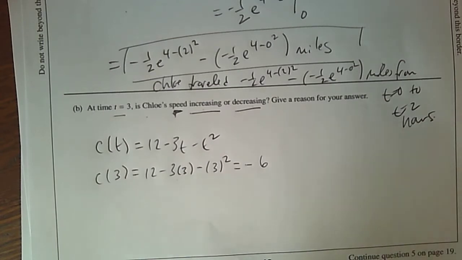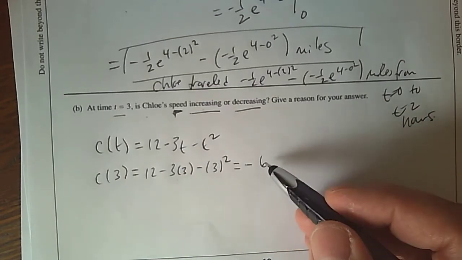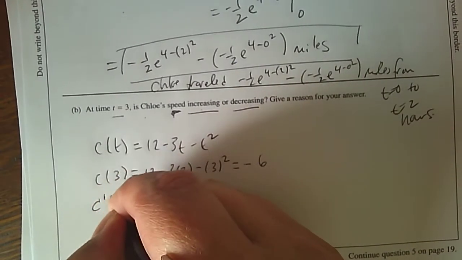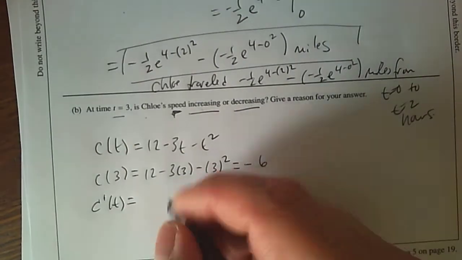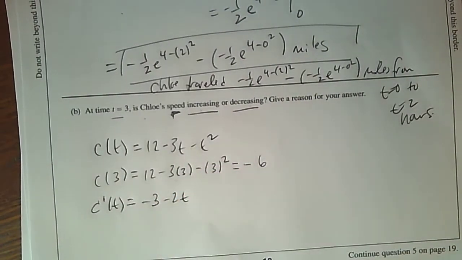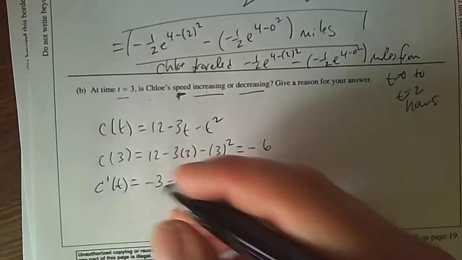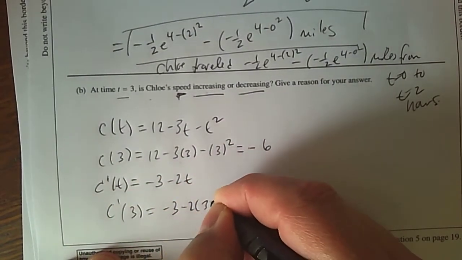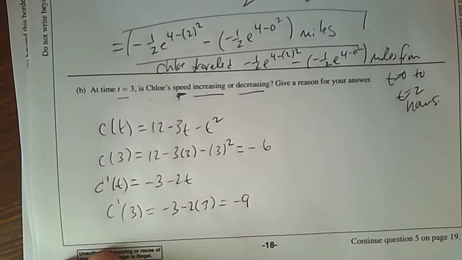When the signs of velocity and acceleration match, the speed is increasing. When they differ, it's decreasing. So I need to take the derivative. Just the bottom piece, take the derivative. That's negative 3 minus 2t. Again, with the bottom piece, I'm going to plug in 3. And that answer is negative 9.